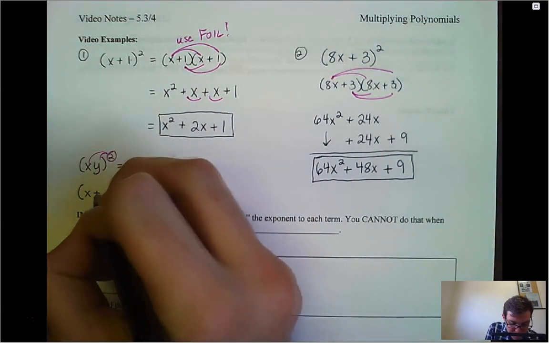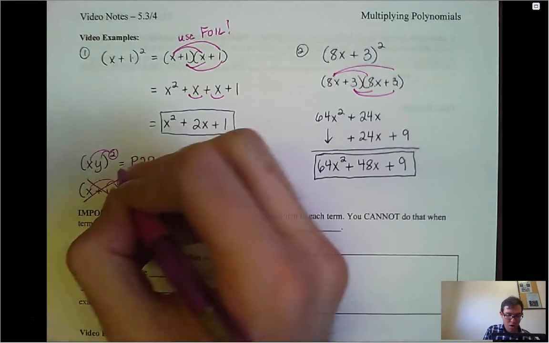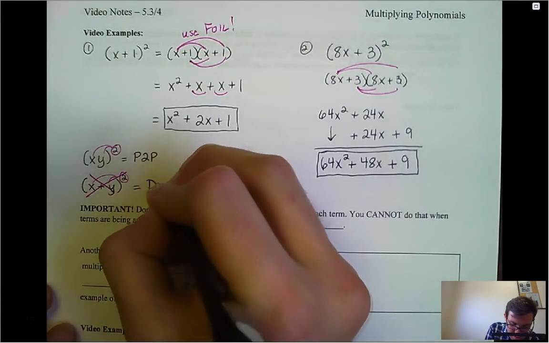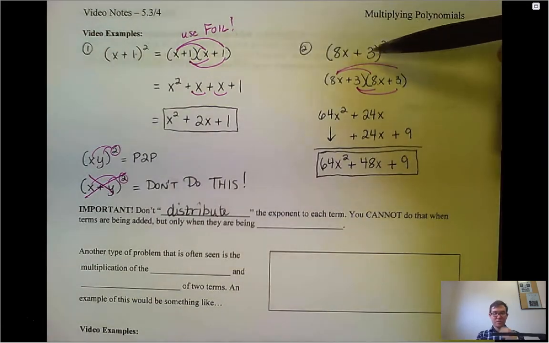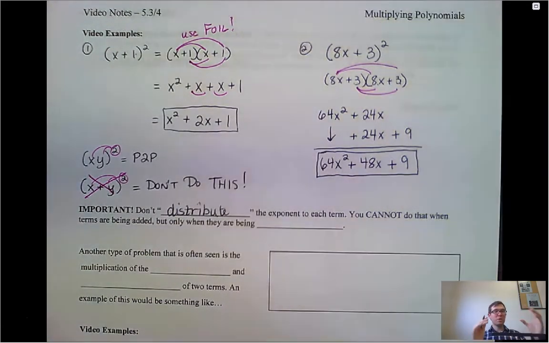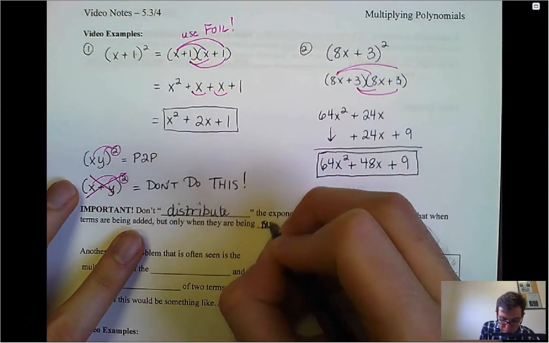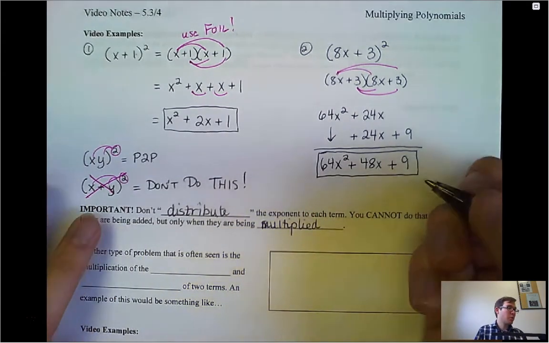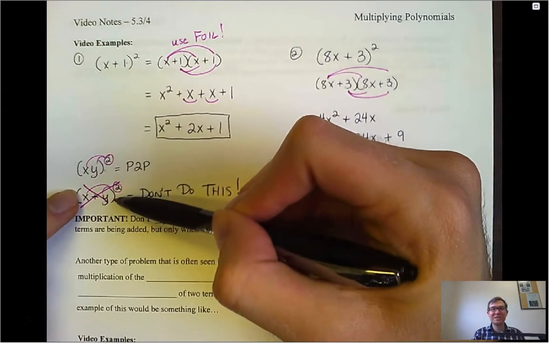So doing that, where we distribute an exponent here, that is wrong. Do not do this. Don't do this. Okay, so don't distribute exponents when you have addition or subtraction inside parentheses like this. Multiply them out, one binomial times the other. So you cannot do that when terms are being added. You can only do it when they're being multiplied. Okay, so I just wanted to talk about that. Don't fall into that trap of distributing the exponent because what happens is you'll get the wrong answer. So don't do that. Only distribute when there's multiplication, not when there's addition and subtraction.